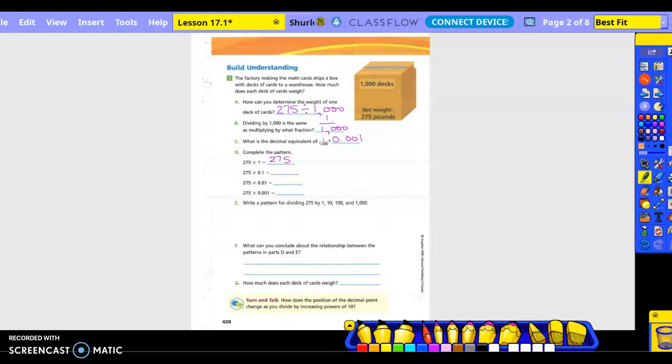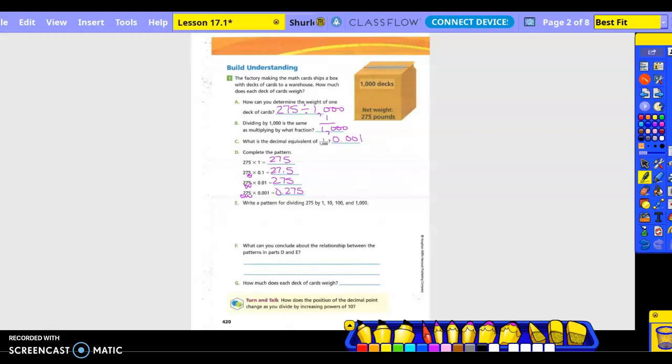275. Times 1/10, we're going to go one place to the left, we said. So this would be 27 and 5/10. 275 times 1/100, we're going to go 2 places to the left, and my answer would be 2 and 75/100. 275 times 1/1,000, we're going to go 3 places to the left, and my answer is 0.275. Now, do I need to see that work on all of that? Yes. It's simple work. All it is is flipping, but I still need to see it, correct?